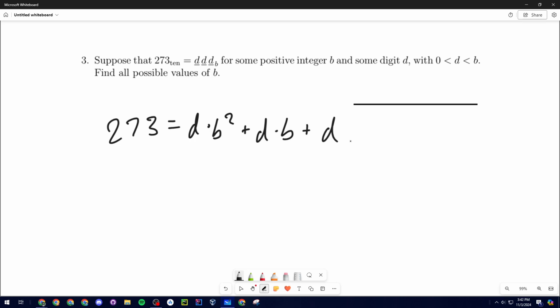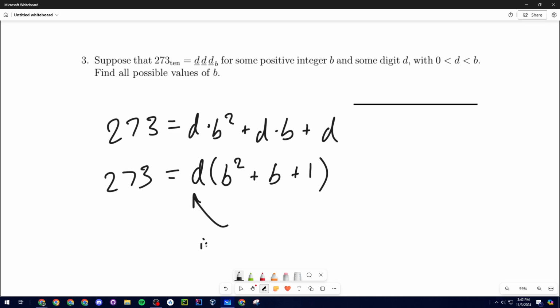So now you're like, okay, well, crap. I don't know what to do here. It's kind of hard. I have 2 variables in one equation, and that's usually a nightmare. But if you notice, these all have d's. So what that means is you can factor out a d and turn it into this. And that's very exciting because we know that d is an integer, because that's just the definition. B is an integer, b squared is an integer, b is an integer, and 1 is an integer. So both of these are integers, right?